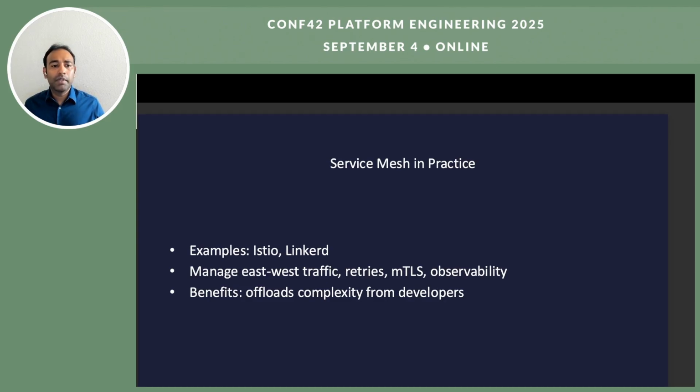Service mesh in practice. Let's start with the service mesh. Examples include Istio and Linkerd. These tools sit inside the cluster and manage the east-west traffic, retries, and observability. I'm not here to advertise any kind of product or anything like that. I'm just bringing up a couple of examples for people who can understand the things, right?